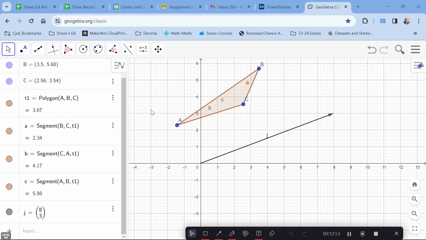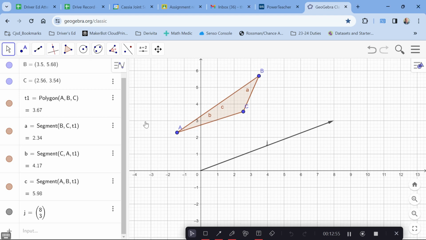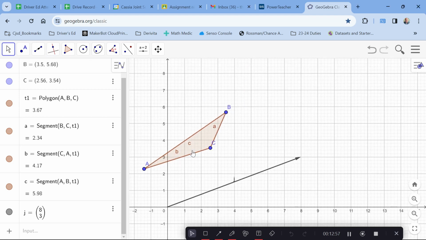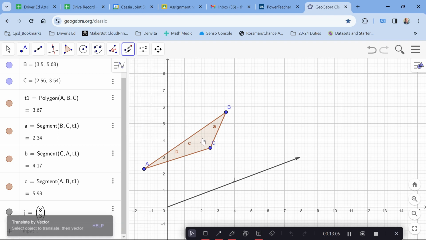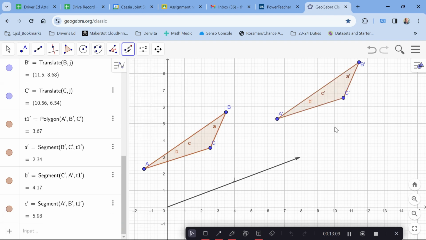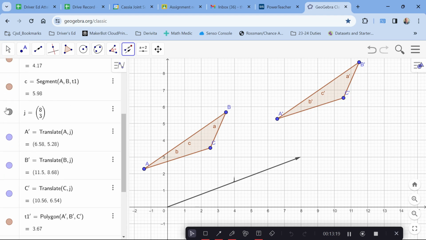So what that means is if I want to translate this triangle to the right 8 and up 3, I can use this vector to do it. So here is a translation by vector. Grab the triangle, introduce the vector. Now you'll have a problem, and your problem will have a hidden vector, right? So this vector you won't be able to see. Okay, so it'll be invisible.